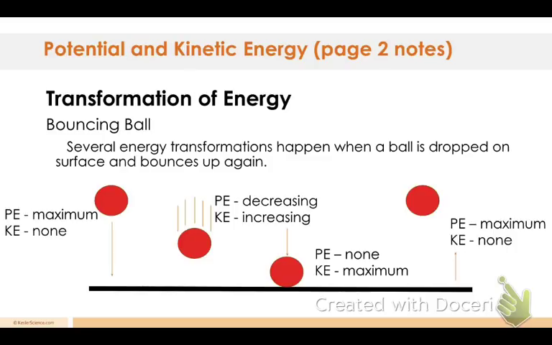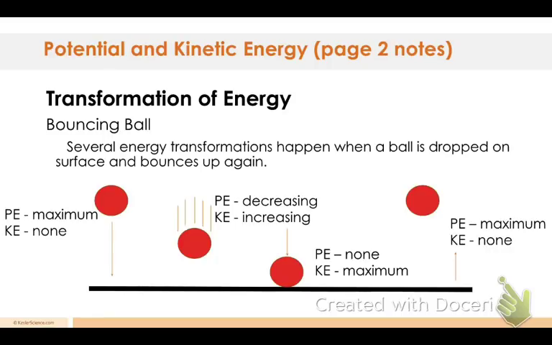Transformation of energy. So a bouncing ball, several energy transformations happen when a ball is dropped on a surface and bounces up again. So that first ball, it's at its highest. We've already started it bouncing, so it has bounced up and now it's ready to come back down. It has a maximum potential energy and no kinetic, because there's a split second when it's about ready to drop back down. That second picture on your paper is where it's moving, and so the potential energy is decreasing and the kinetic energy is increasing.